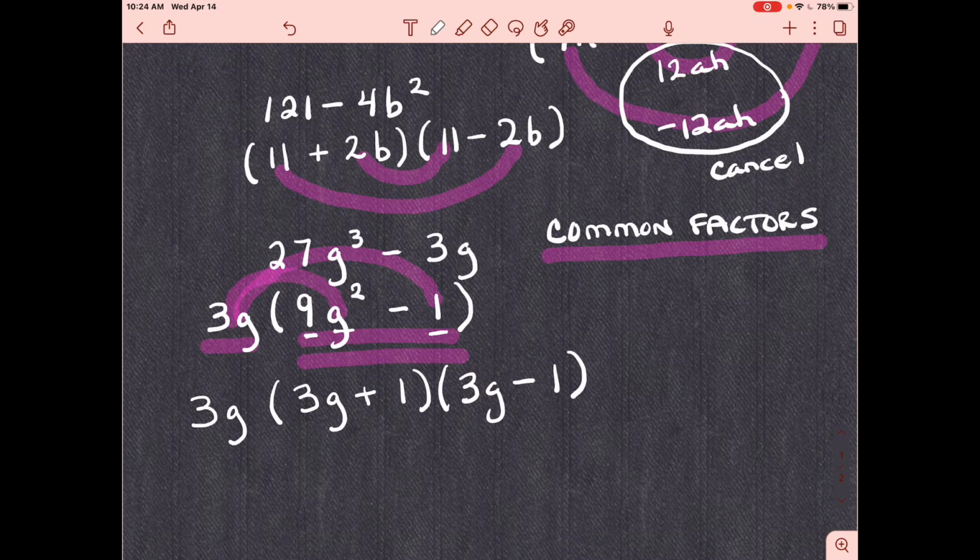If I use FOIL, then I will notice that my outer and my inner cancel, and that I would have 9g squared minus 1. So I have 3 factors here: 1, 2, 3, and that is completely factored now.